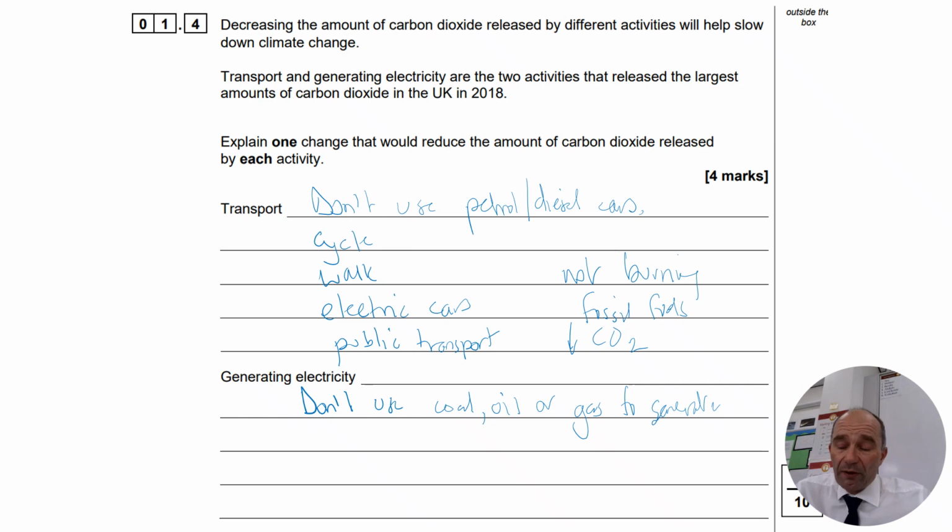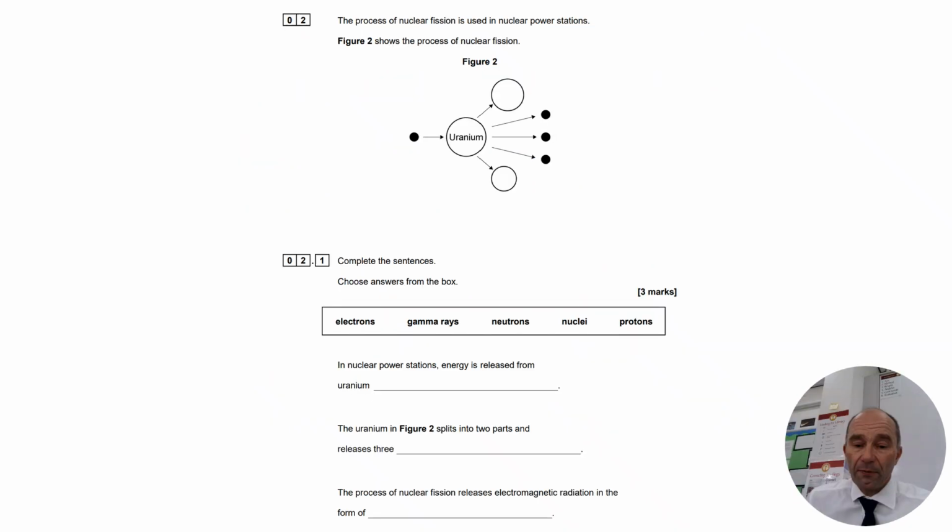And again, it just means that less electricity is being used, therefore less carbon dioxide is being released into the atmosphere. So make sure you've got a valid point for transport and for generating electricity, and give an explanation of why, like the repercussions of it. Right, that first question is worth 10 marks. Well done if you got all 10 on that.